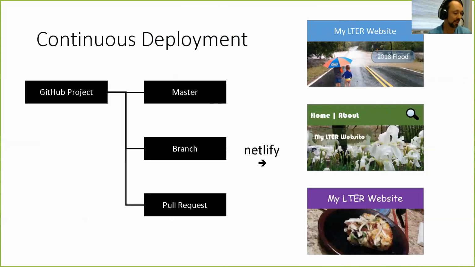This pull request says, hey, I've made some changes and here's what I changed. Well, Netlify can detect your pull requests as well and automatically generate a unique URL to show a preview of what those changes would look like. And I might decide in this case that I don't want to use Comic Sans for my font and I don't want a picture of pizza for my LTER. So I might reject that pull request. But this is an example of what continuous deployment means and how Netlify uses it.